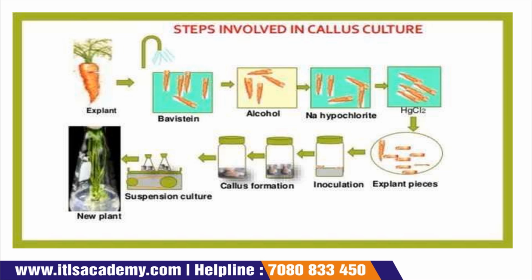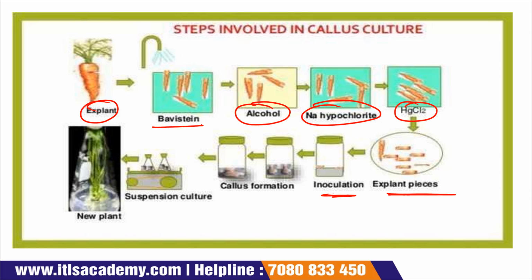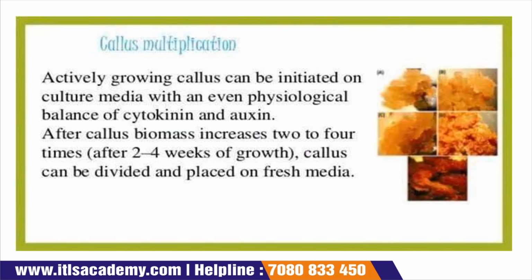Now the next is the steps involved in callus culture. First of all, we take an explant, then Bavistin is used, then alcohol, then sodium hypochlorite, then mercuric chloride. Then we cut the explant into pieces, then inoculation, then callus formation, suspension culture and new plant. This is how the cycle works.